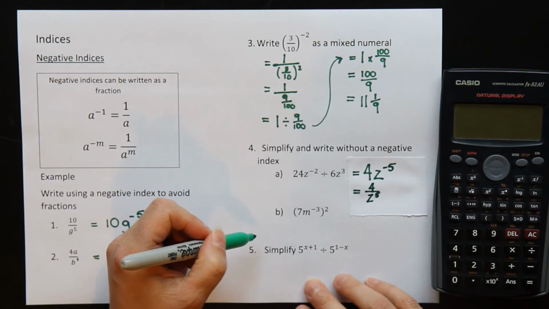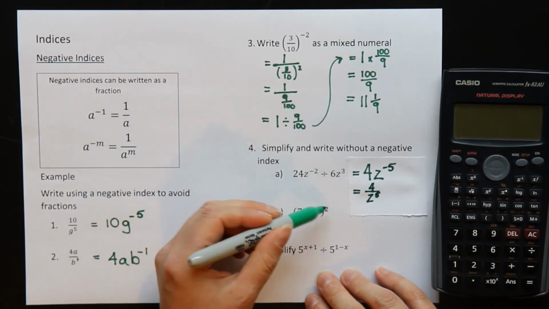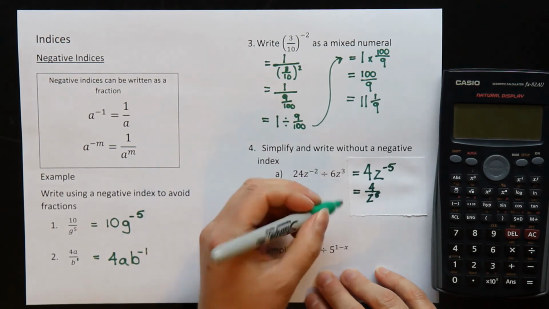Let's try again with b. First of all, expand the brackets. We want to square what is inside. So 7 squared is 49.